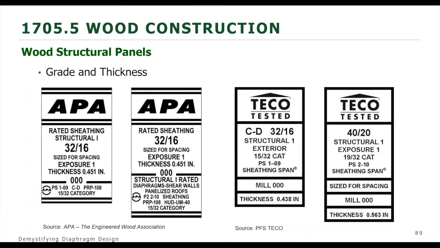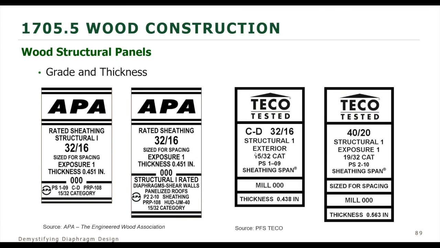the job site. Now, for checking the wood structural panel, here are some examples from APA and TICO that show you the grade. You would check the grade and the thickness. Now, here this shows the structural rated sheathing, structural 1 grade. This is rated sheathing, et cetera, et cetera. And for the thickness, it's shown here. Thickness is 0.451. Similarly here. And here it's 15/32.